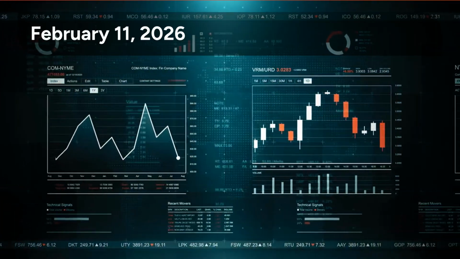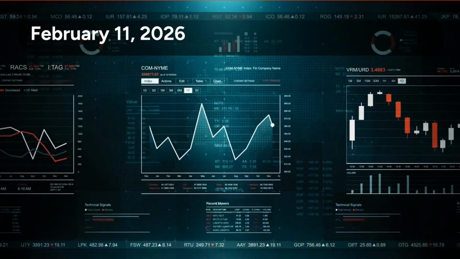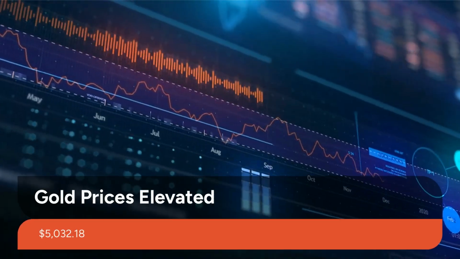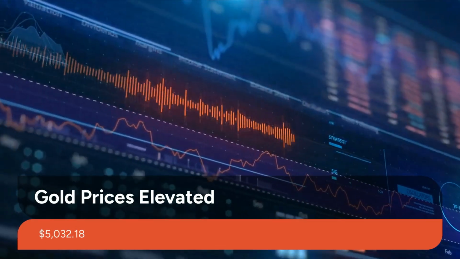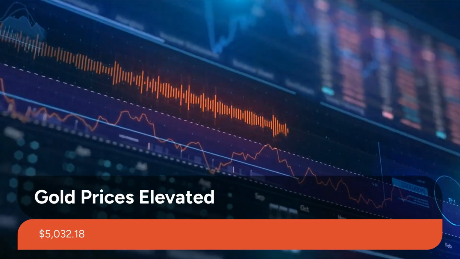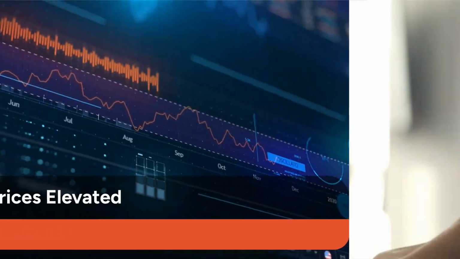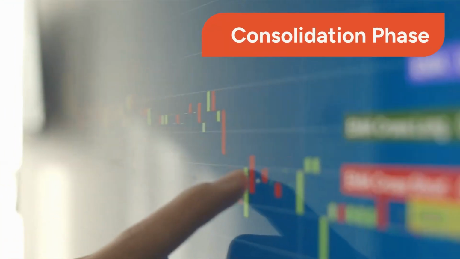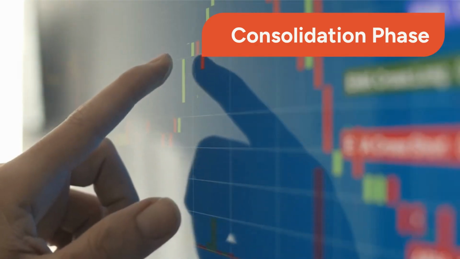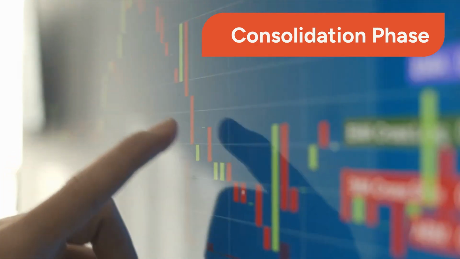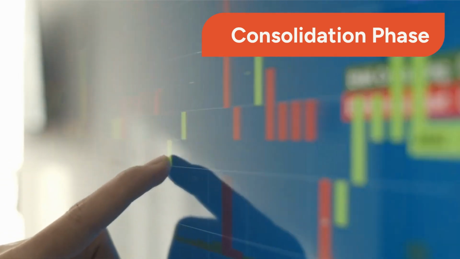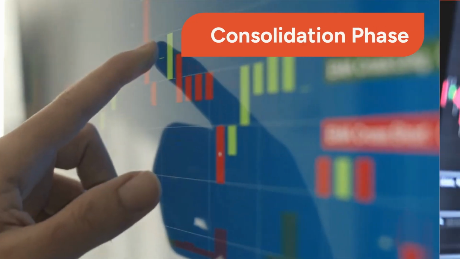Today, we'll examine the forces shaping the gold market, focusing on recent price action, macro indicators, and technical levels. As of February 11th, 2026, gold prices remained elevated above the $5,000 threshold, with spot gold trading near $5,032 per ounce. After briefly testing higher levels earlier in the week, bullion is consolidating as investors weigh strong U.S. labor data against ongoing safe haven demand. The ability to sustain prices above this psychological level reflects continued institutional and defensive positioning.